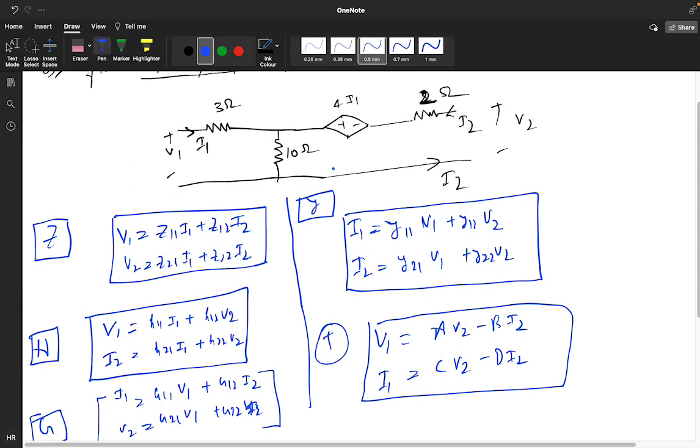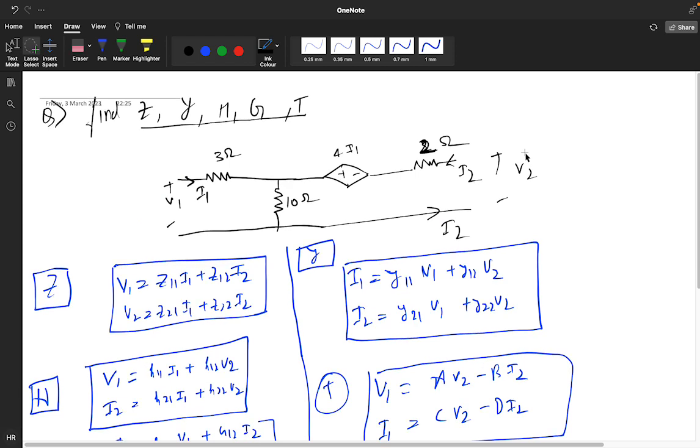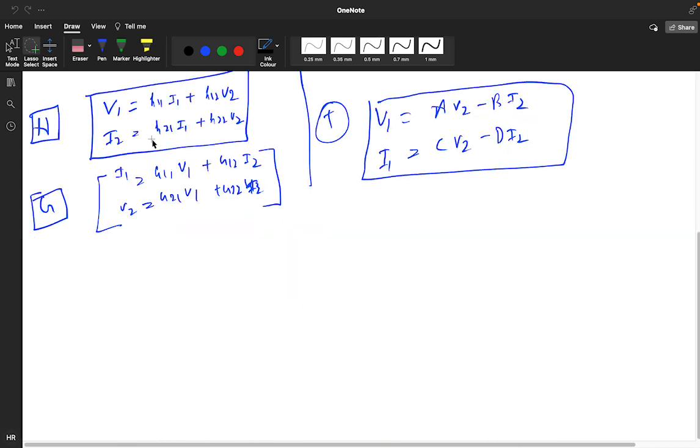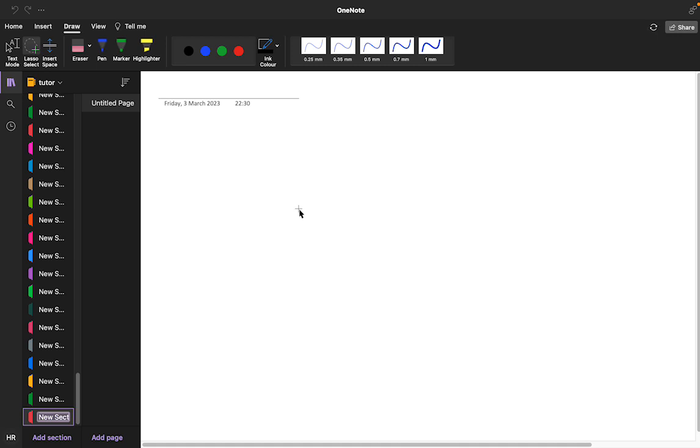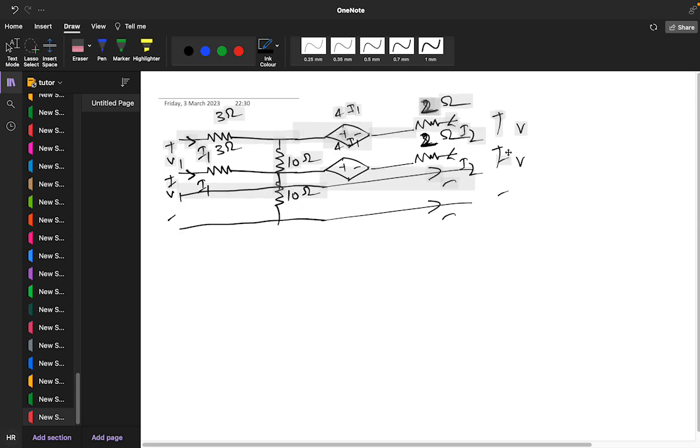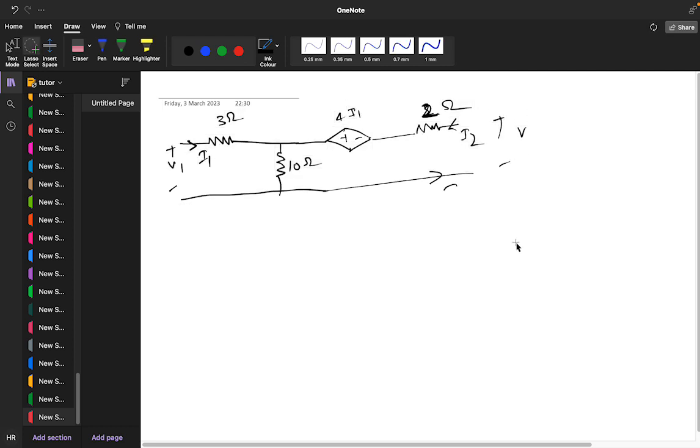So how to solve this dependent source? It's very simple, very simple.